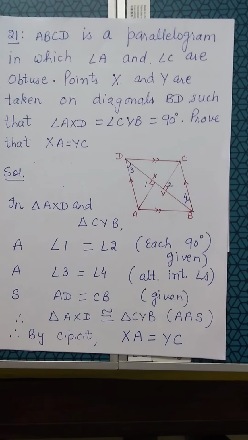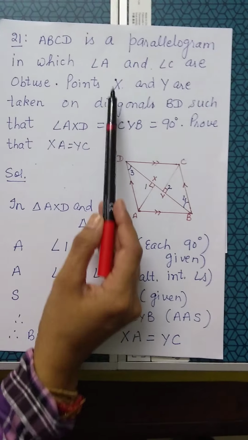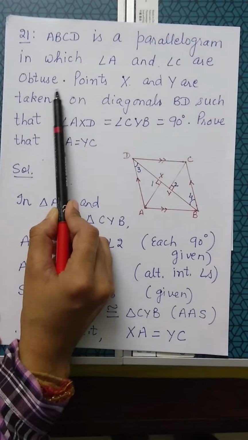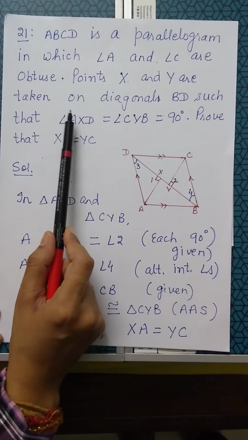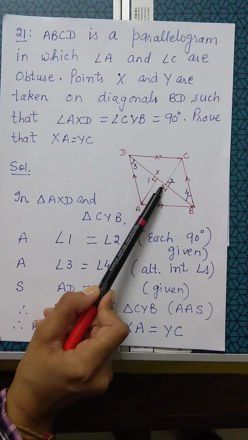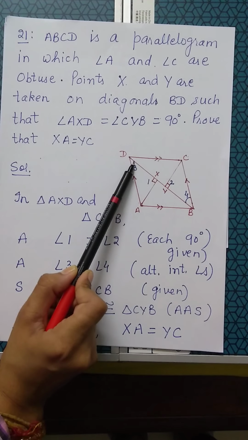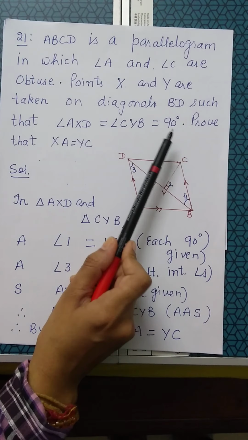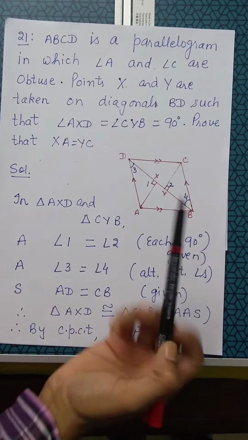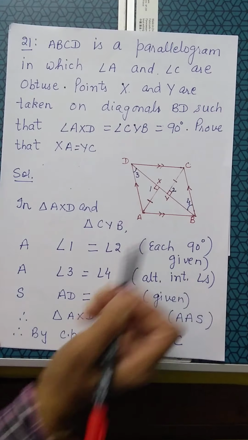Next is question number 21. ABCD is a parallelogram in which angles A and C are obtuse, given to us. Points X and Y are taken on the diagonal BD such that angle AXD is equal to angle CYB is equal to 90 degrees. We have to prove XA is equal to CY.